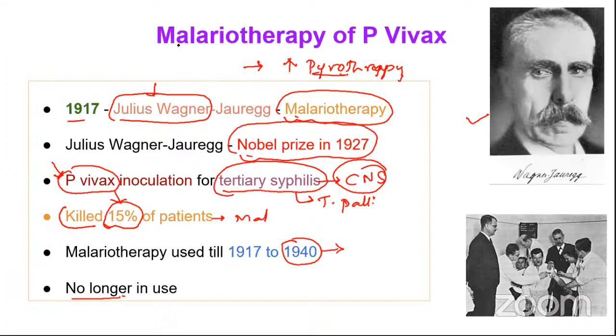So in malariotherapy, which species of Plasmodium is used, students? Very important MCQ question. So what is it? Vivax. So keep this point in your mind. Plasmodium vivax is used for malariotherapy. And malariotherapy is a type of what? Pyrotherapy. So this point you need to remember.